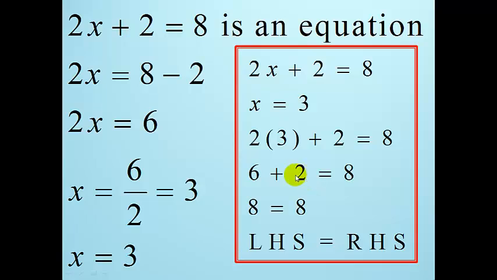Now 6 plus 2 equals 8 on the left hand side, and this is equal to 8 on the right hand side. So we can see that the left hand side of the equation is equal to the right hand side of the equation after substituting x equals 3. So this equation 2x plus 2 equals 8 is only true for x equals 3 and no other number.